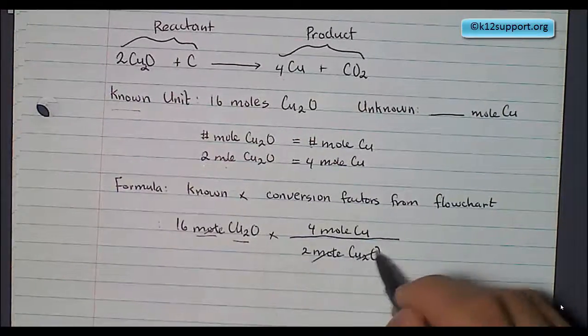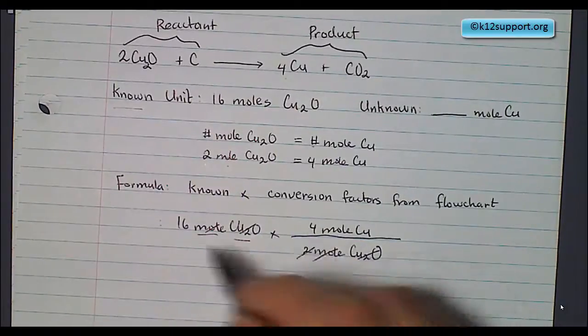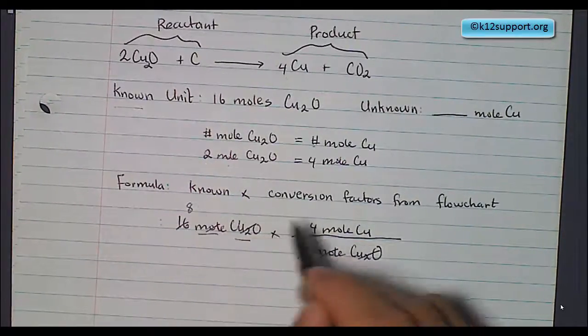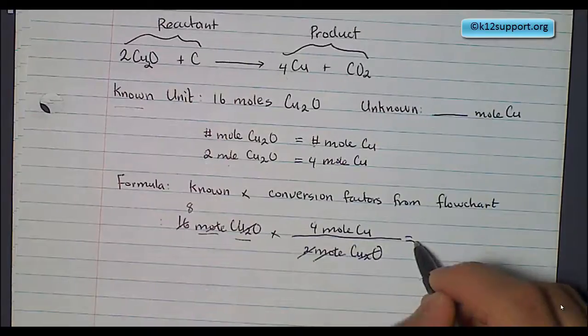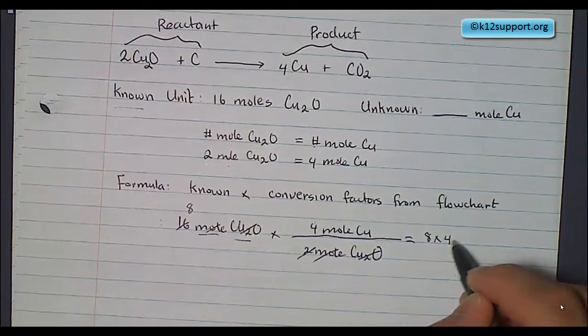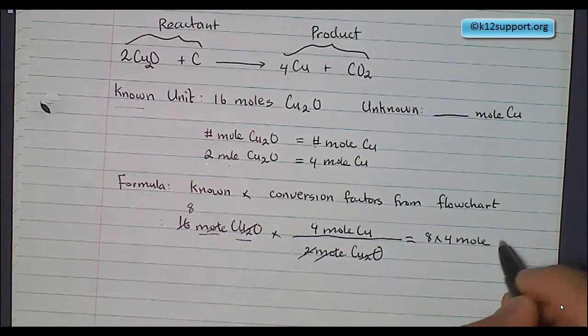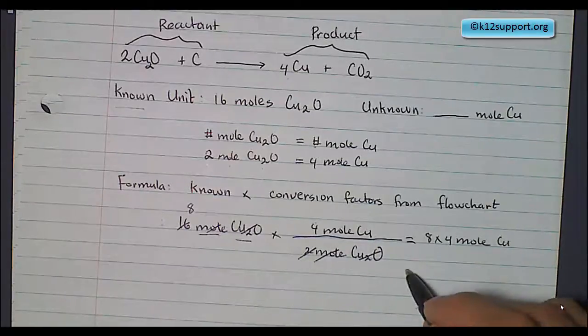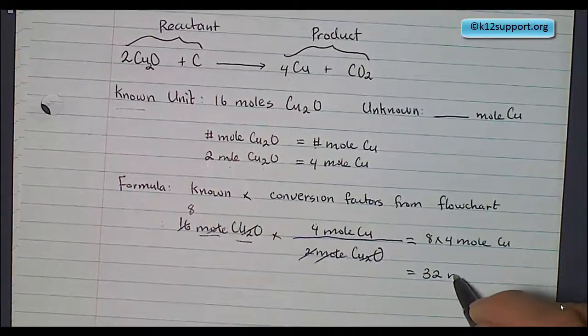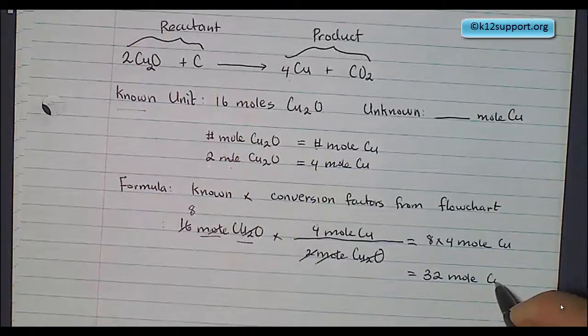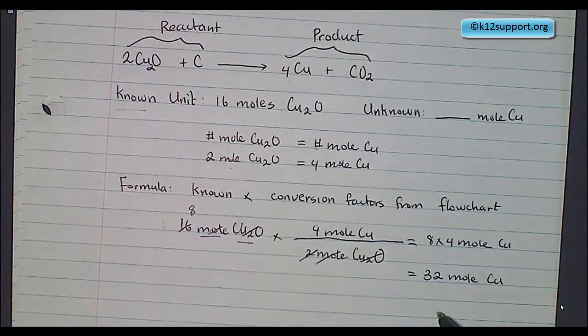Everything should cancel out. The moles cancel out. The copper oxide cancels out. 16 divided by 2 gives you 8. And 8 times 4 gives you 32 moles of copper. And that would be your answer: 32 moles of copper, which is the unit of your unknown.